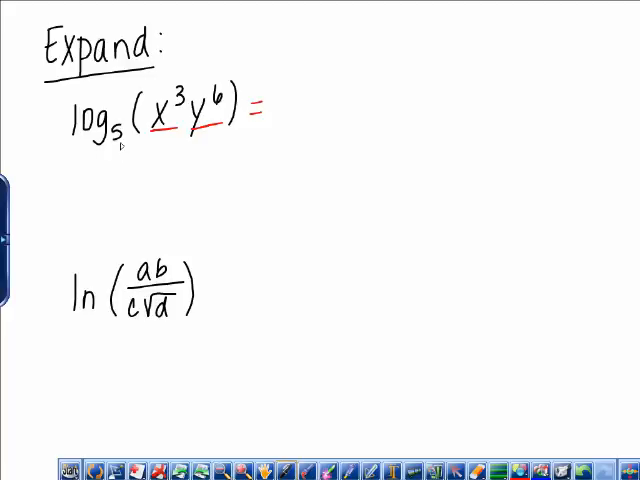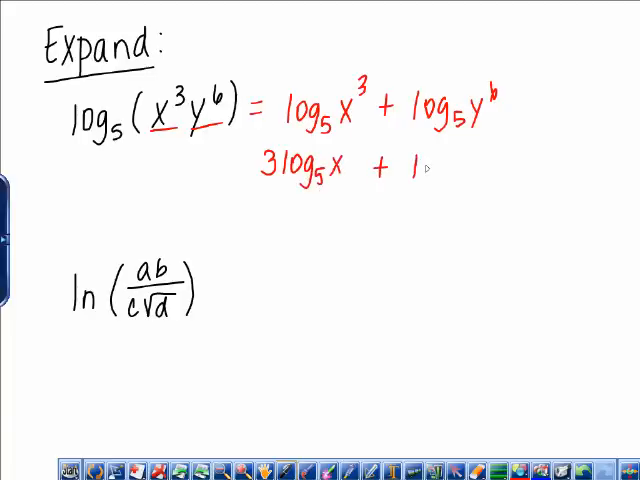All right, now notice that this is log base 5, so everything I write needs to be log base 5. Okay, so the first thing I may want to write is log base 5 of x cubed, and then plus log base 5 of y to the 6. Notice that it wasn't times, all right? The rule is that we need to add these two. Now look, I have exponents. I need to move those down to be coefficients. So 3 log base 5 of x, that's what that first term turns into, plus 6 log base 5 of y. Okay, so that's how you expand.